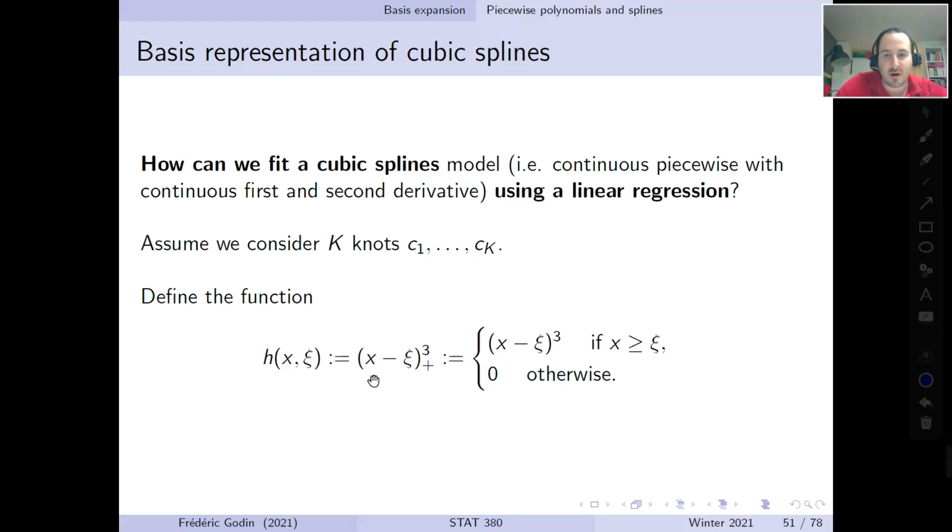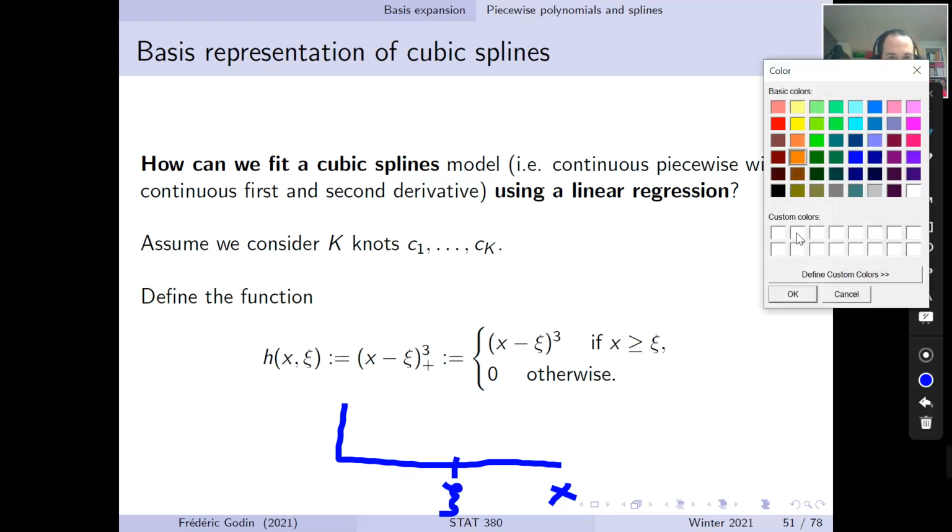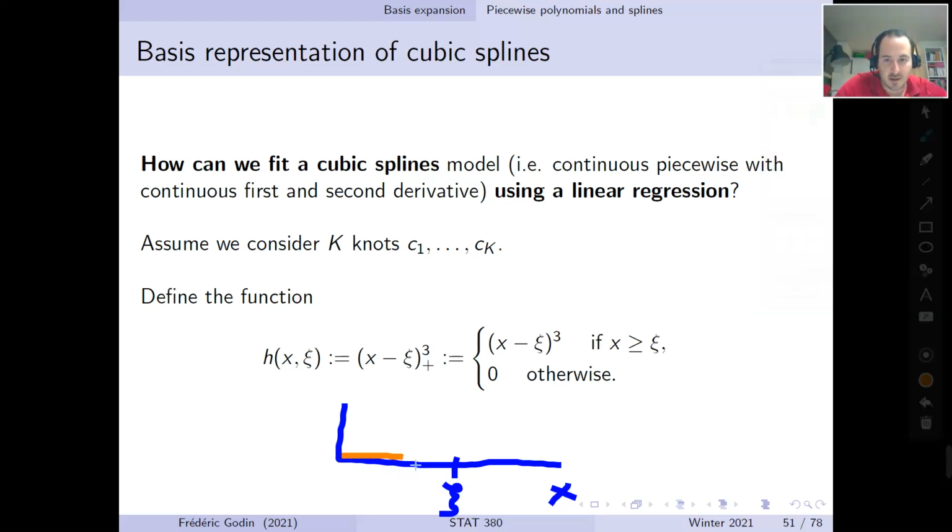But so this term, if x is smaller than xi, then this term is 0. If x is greater than xi, then the whole thing would be the cubic term x minus xi to the power 3. Okay, so if you plot that kind of function, this is x, this is a given value here of xi. So if you plot that, that function is basically something like this. It's 0 until xi, and then here this is a third degree, like canonical third degree polynomial.